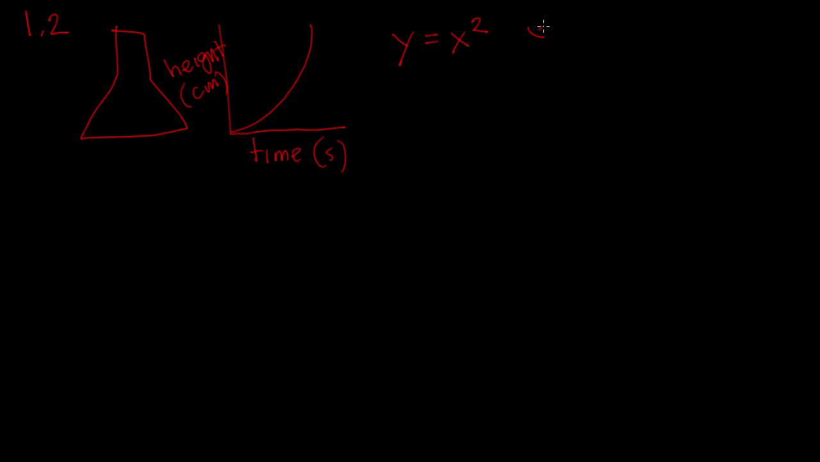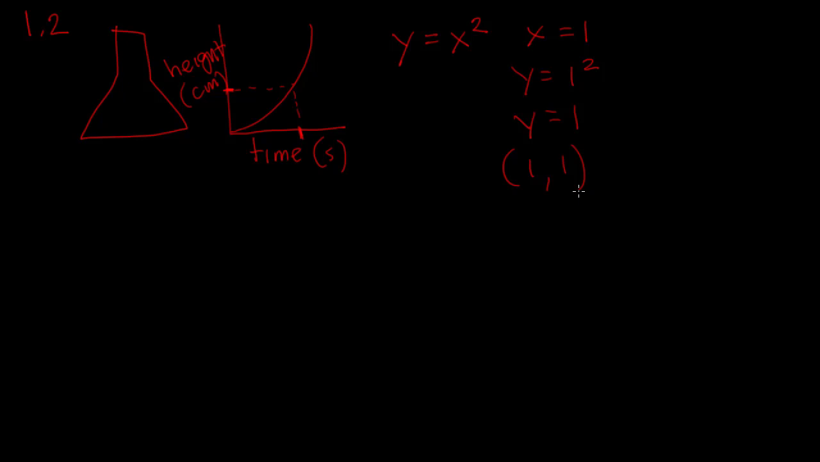So if we pick a value of 1 and we put it into the equation, y equals 1 squared, we get y equals 1. Pick a value of 1, we get out a value of 1. We have the ordered pair (1, 1).